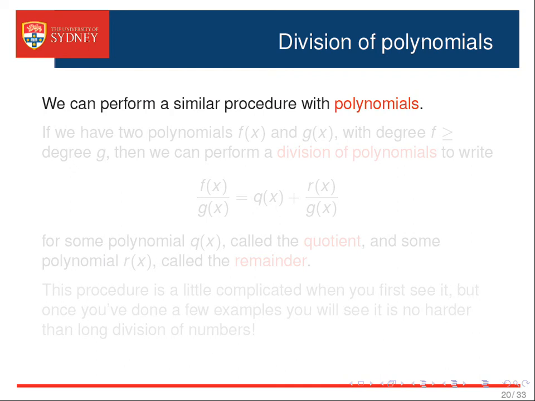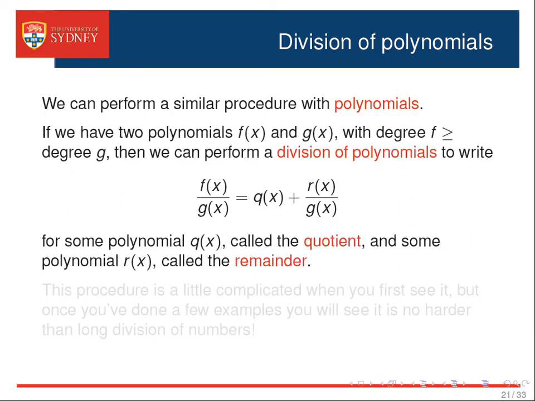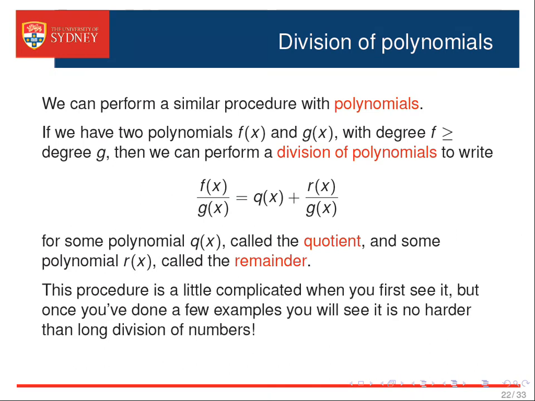We can do a very similar thing with polynomials. If we have two polynomials f and g, where the degree of f is bigger than the degree of g, we can perform a long division of polynomials to write f on g as a polynomial q plus some remainder polynomial r over g. It might look a little tricky at first, but it's really the same procedure as with numbers.